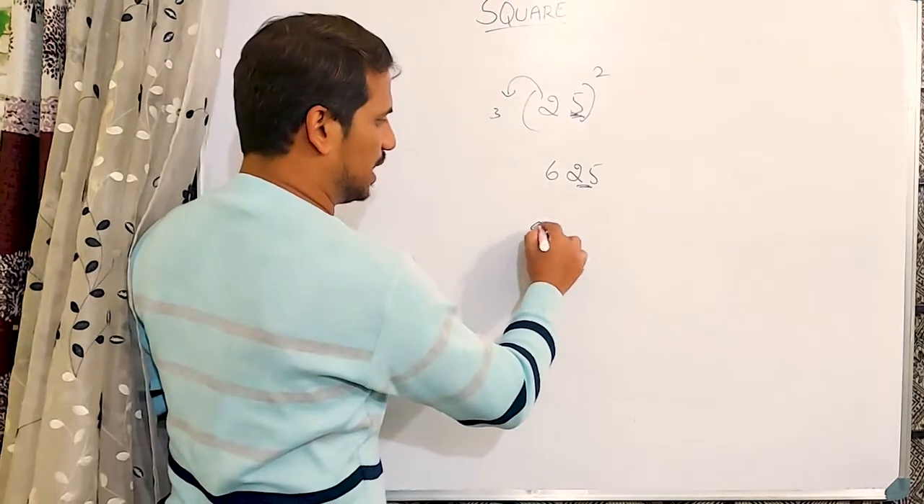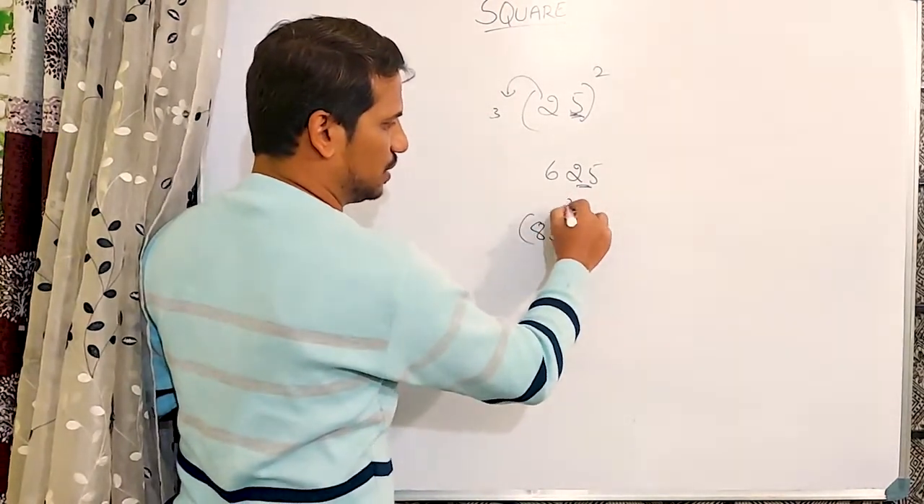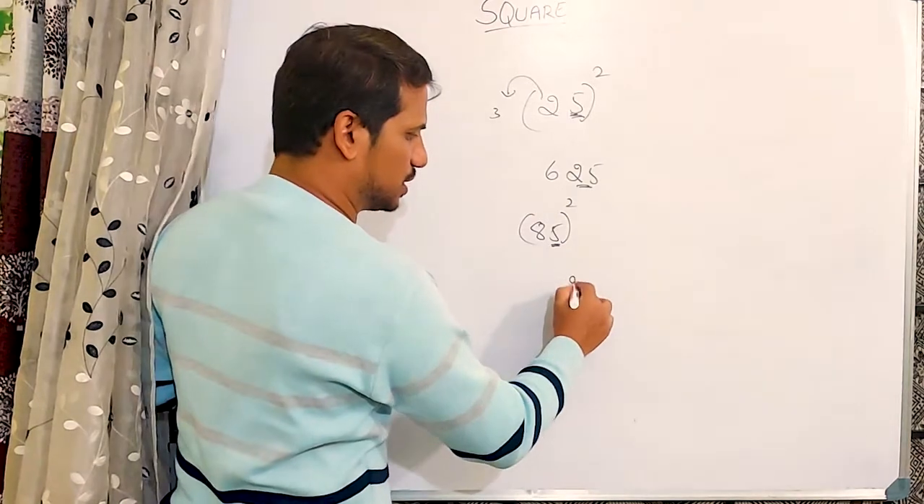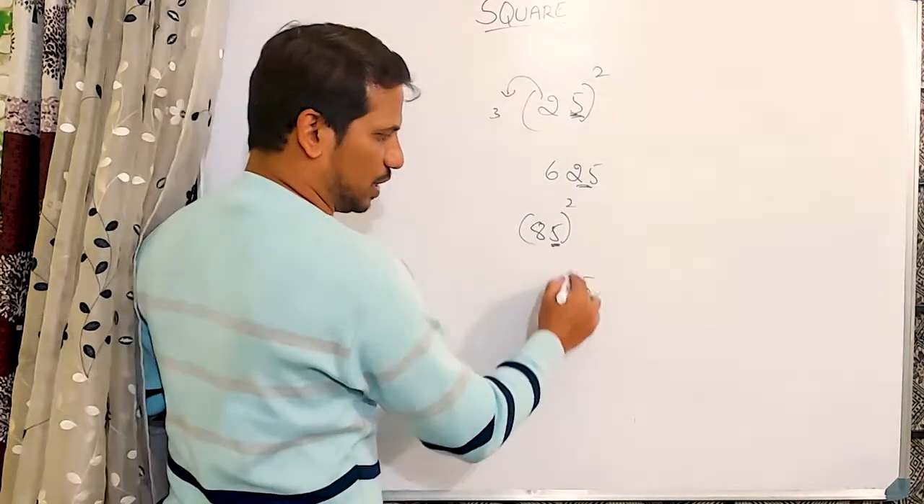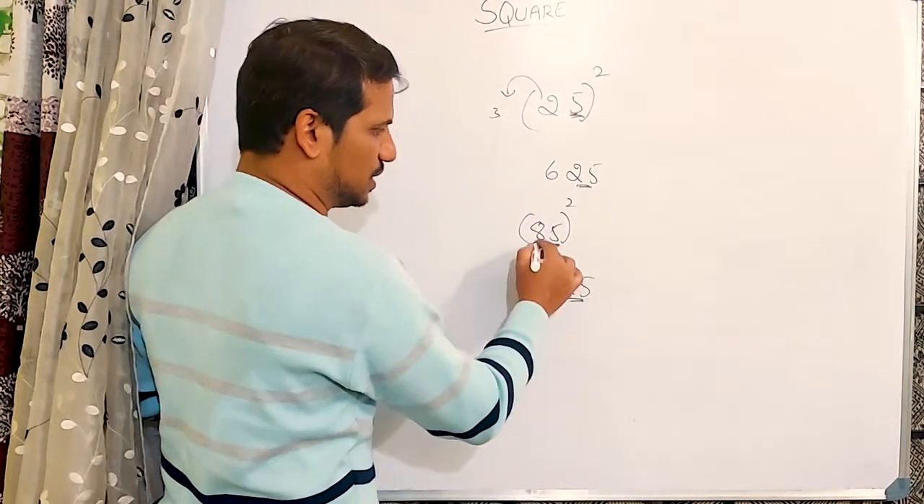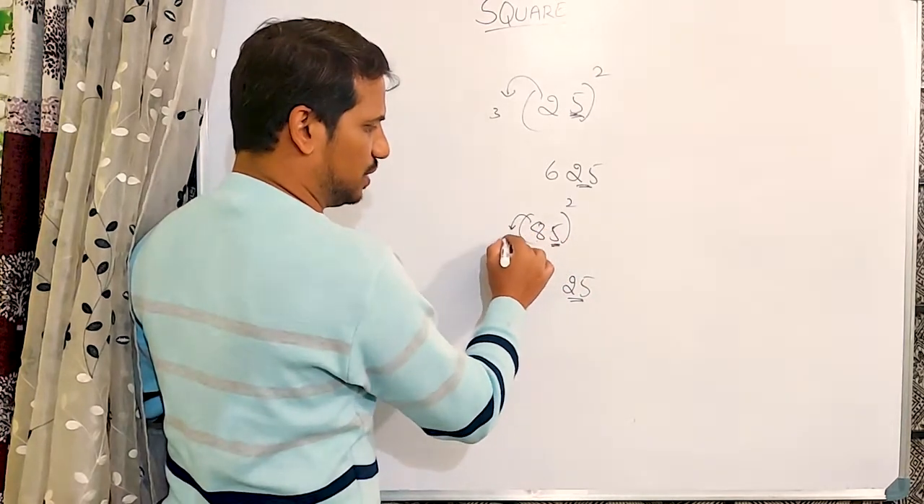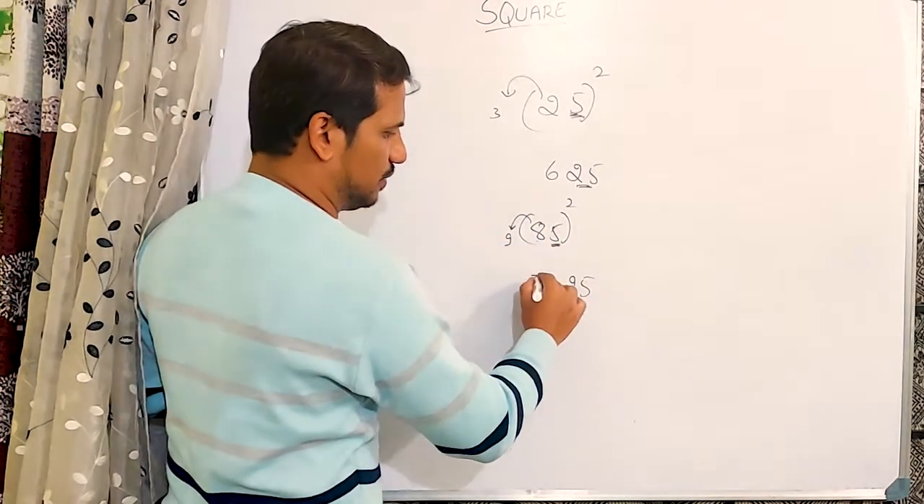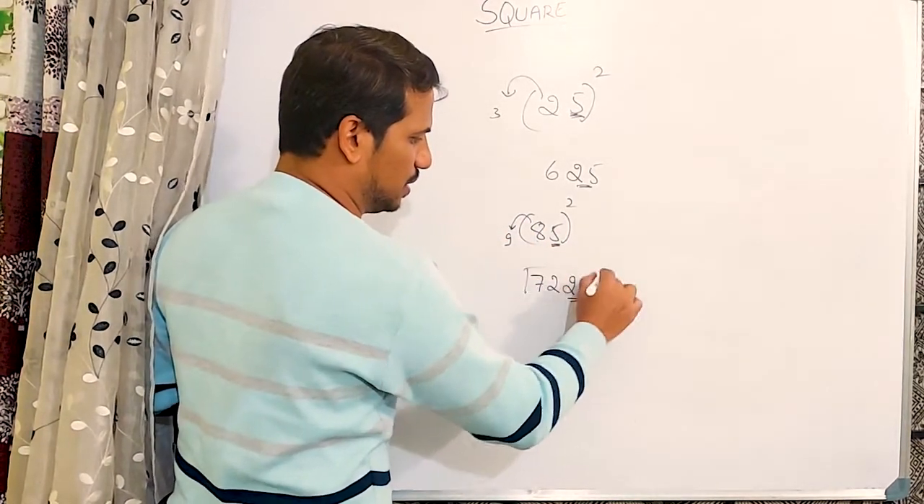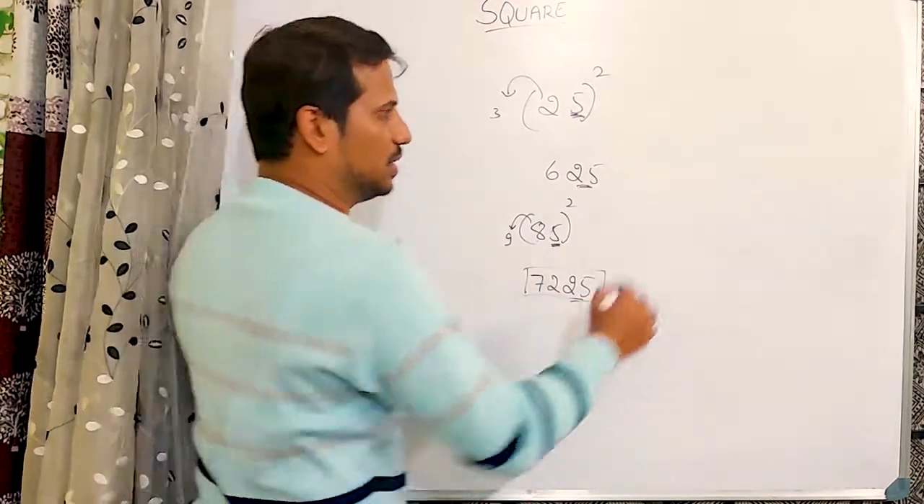Yes. Suppose 85. Square of 85. Same last 2 digits, that is 25, square of 5, first part of the answer. So what is the next number after 8? That is 9. 8 into 9 is 72. That is 7225. Can we apply it to 3 digit numbers?